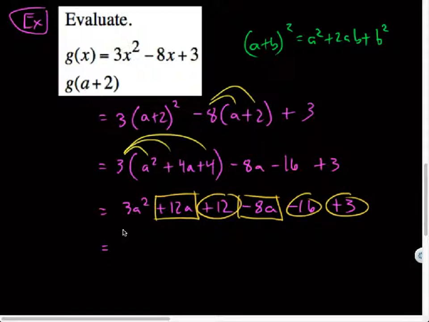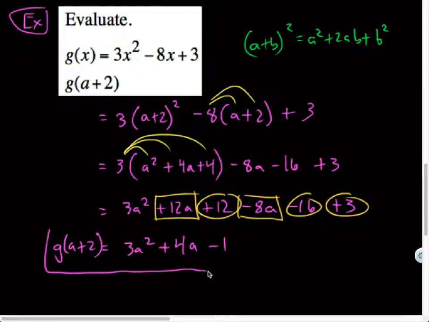So combining everything, I'll have 3a squared. 12a minus 8a is plus 4a, and 12 minus 16 is negative 4. Negative 4 plus 3 is negative 1. So this would be the same as g of a plus 2. This is what I got when I actually plugged an expression into a polynomial. That's less common, but it can happen. Something to be aware of.